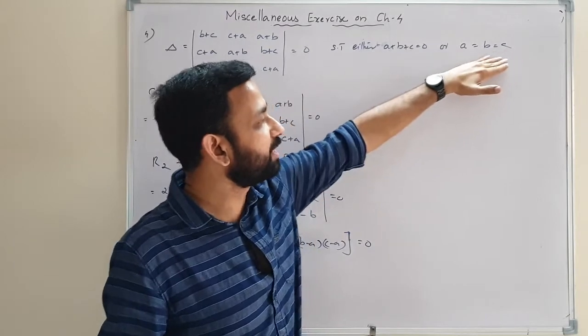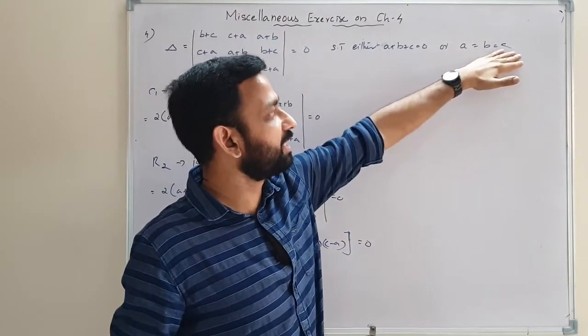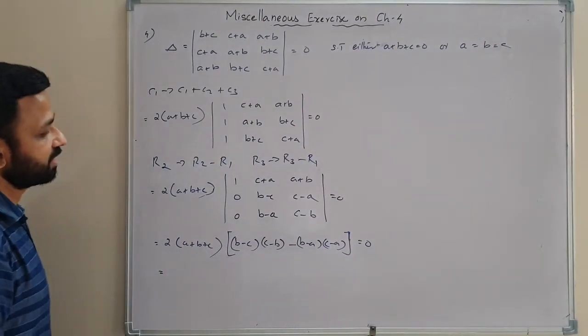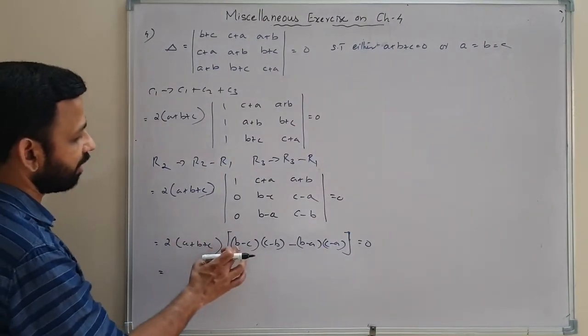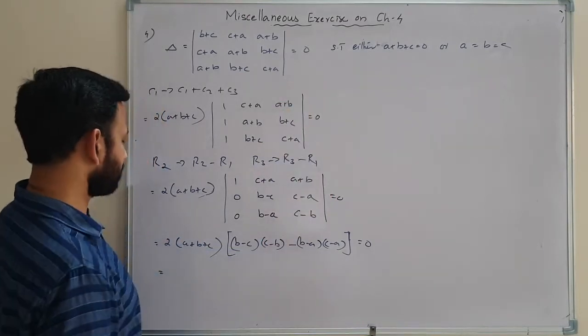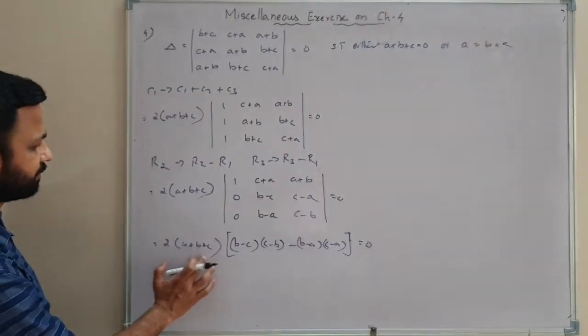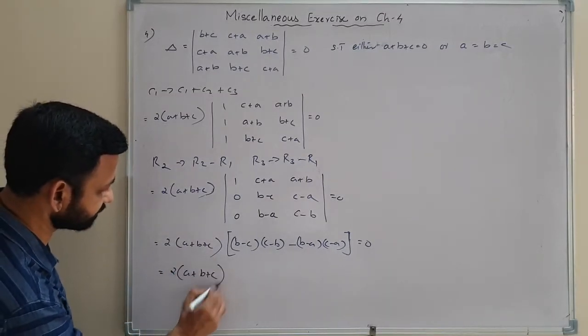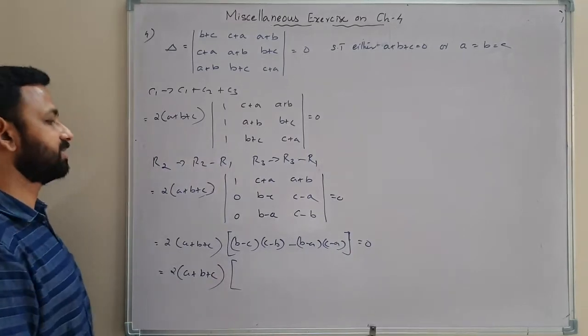That means we need to prove A and B and C are equal or A plus B plus C equal to 0. So here A plus B plus C equal to 0, or from here we need to prove A equal to B equal to C. That is our question. So now I need to change this one. 2 into (A plus B plus C). Then inside the bracket we can open this.